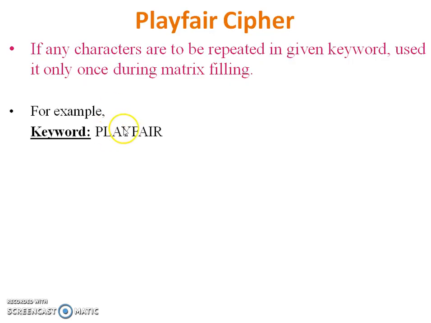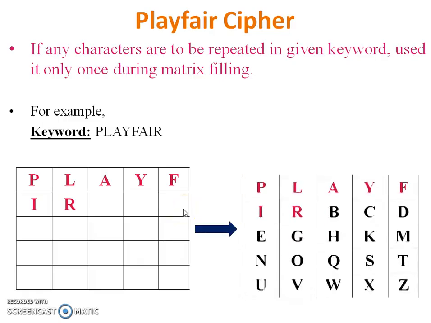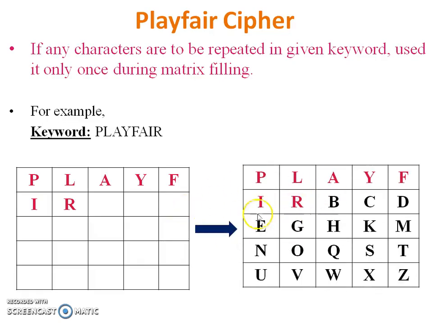For example, Playfair is the keyword. Now create a 5x5 matrix. So you can see over here, PLAYF. Then A is ignored because it is a repeat. So I, R, and the rest of the matrix is filled by the remaining letters. So you can also write I or J.